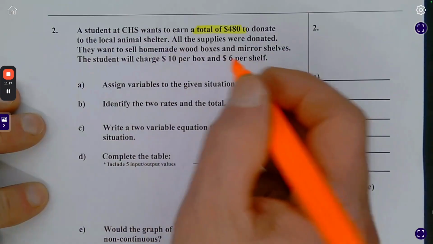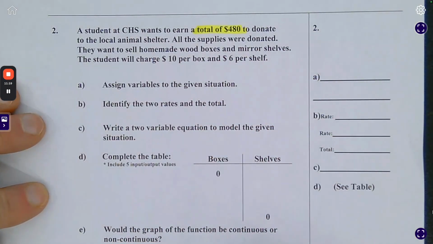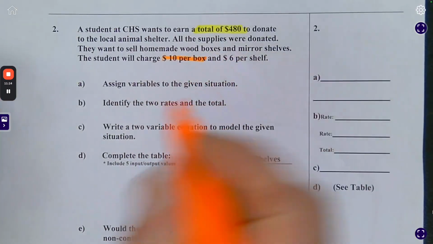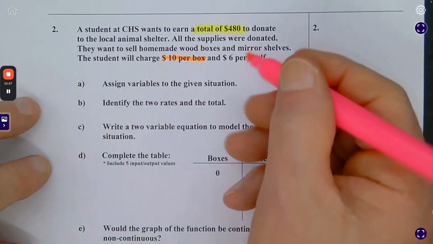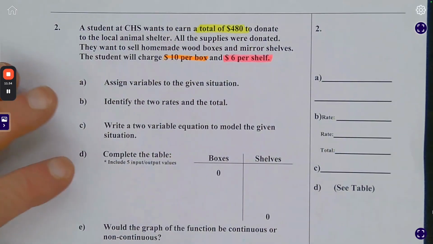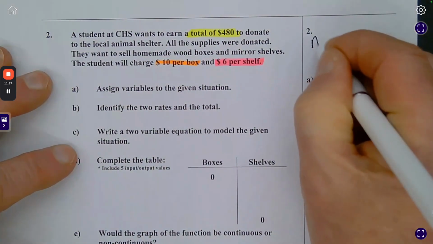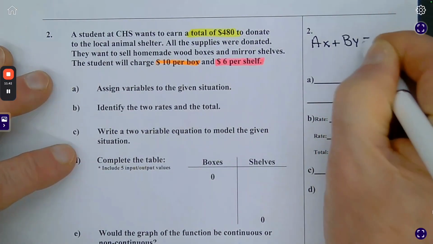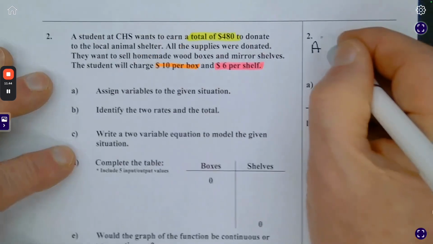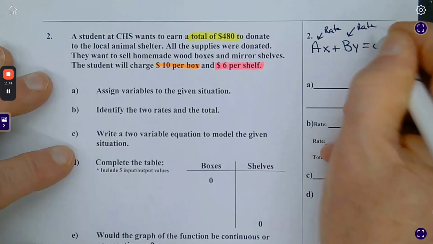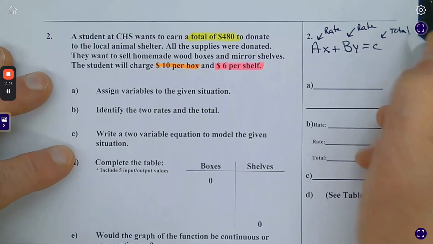Okay, so they're going to sell wood boxes and mirror shelves. The student will charge $10 per box. Okay, that's important. That's a rate. And $6 per shelf. That's also a rate. So I know if I'm dealing with two rates and a total, this is standard form. Standard form is A times the input variable X plus B times the input variable Y is equal to C. This is a rate, this is a rate, and this is a total.